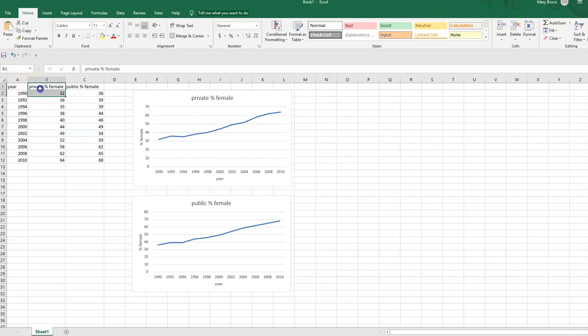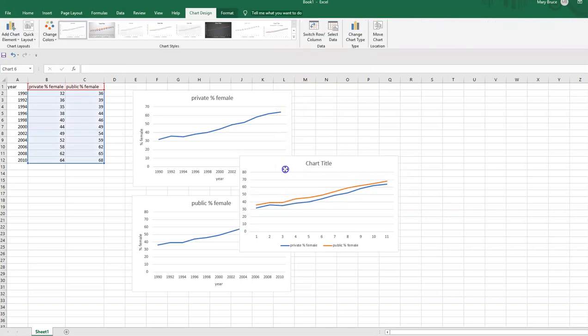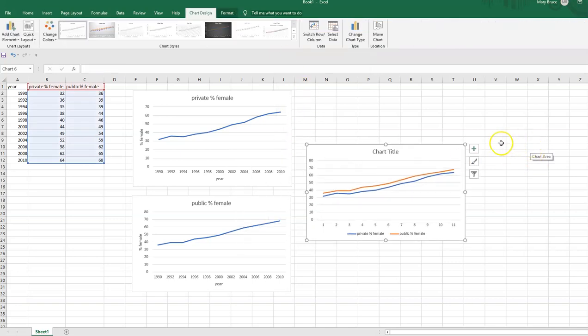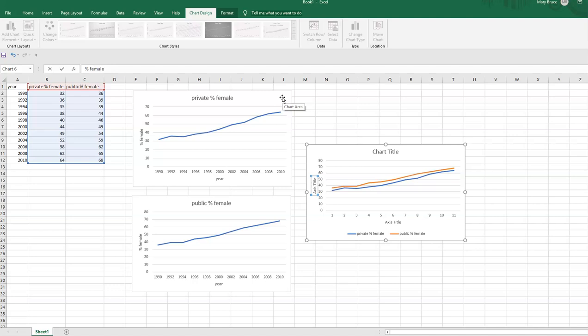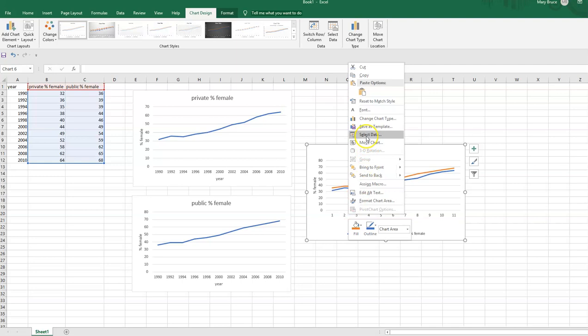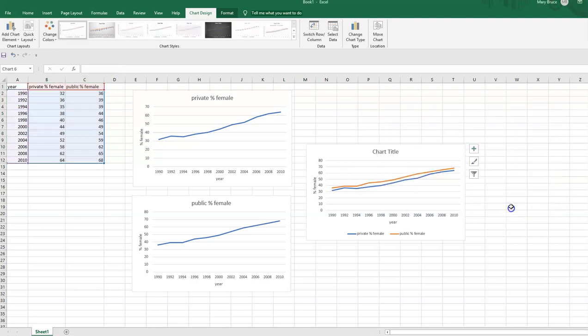To do that, I would highlight both of these, click Insert, Line Graph, click on it, and now you see I've got a combined graph. I'm going to click the plus sign and add in the axis labels. It's still going to be percent female since they were in comparable values. Years are still going to go down here. I'm going to click on the horizontal axis, right click, select data, edit, put in the years, and click OK and click OK.